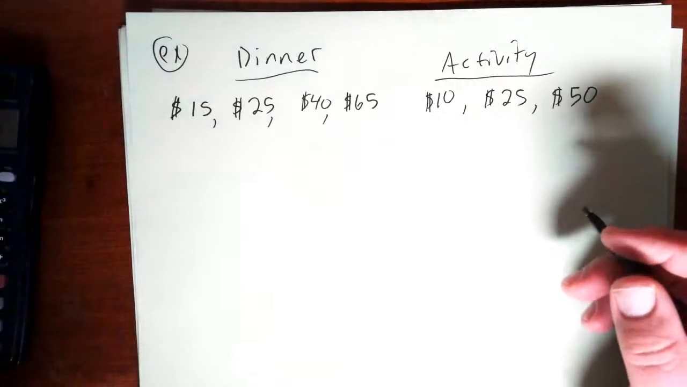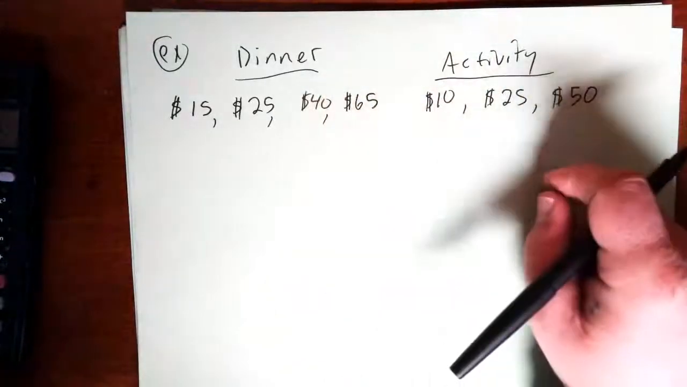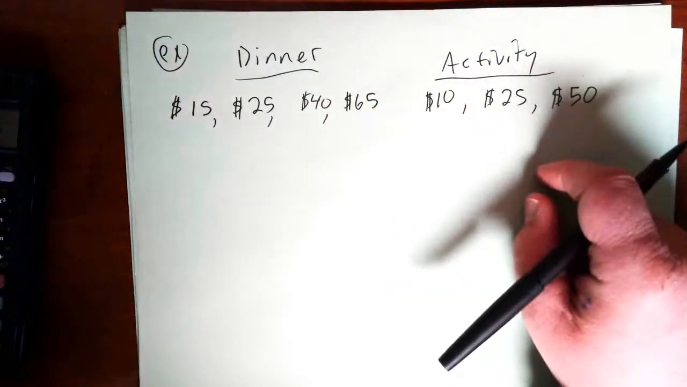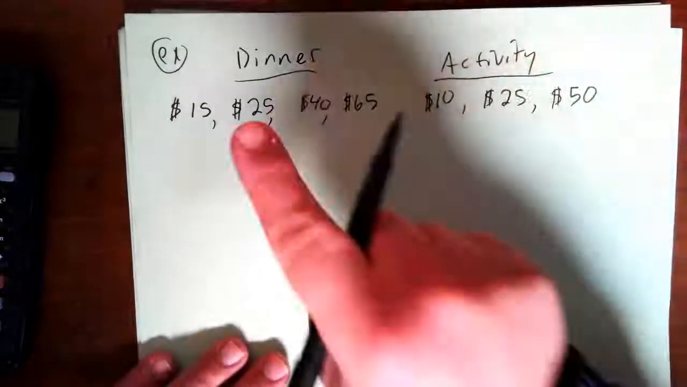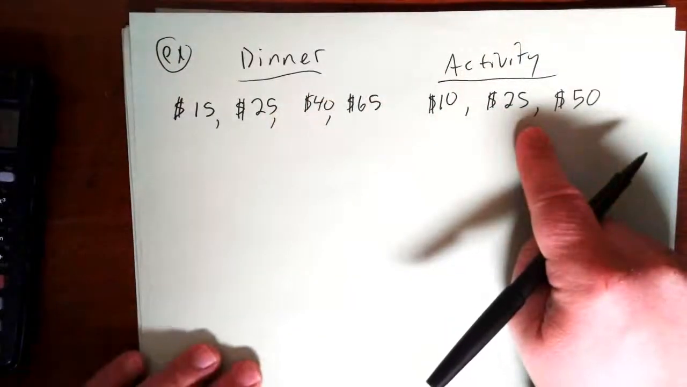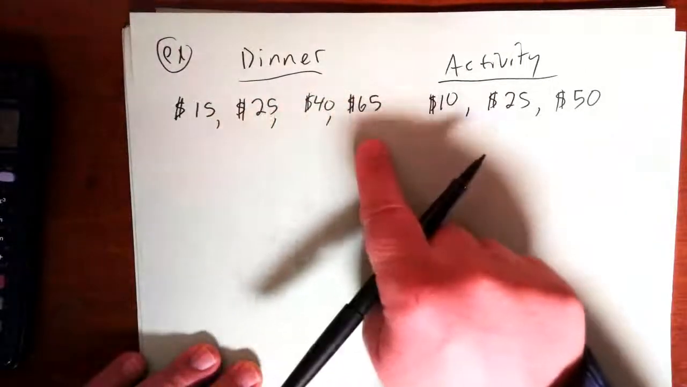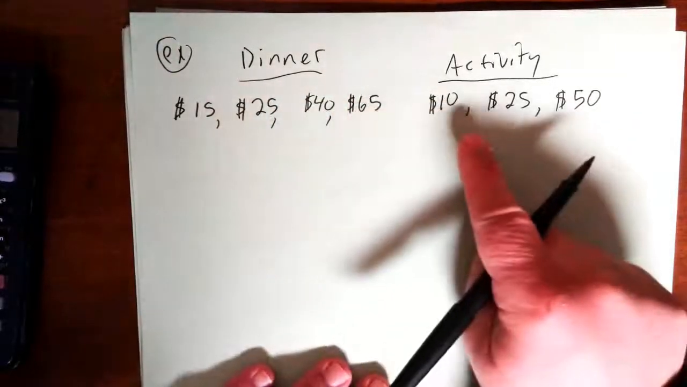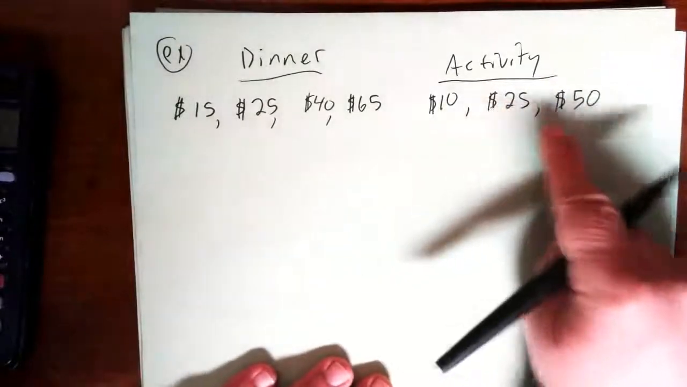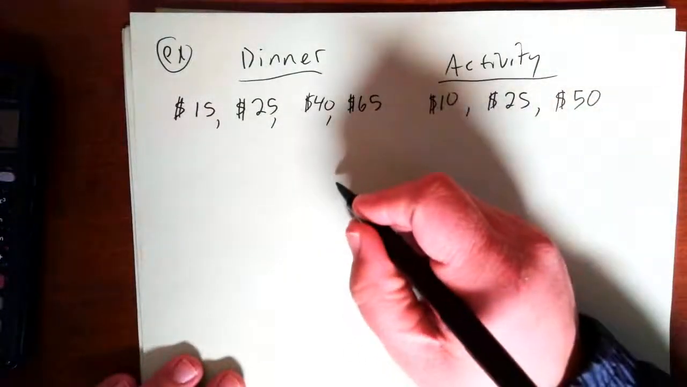But this is, you're going to go to a movie and do an activity. So on a date. I'm sorry. You're going to go to dinner and then do an activity. And there's 4 restaurants that you like to go to. And these are the prices of those 4 restaurants. And there's 3 activities you like to do, and these are the activities.